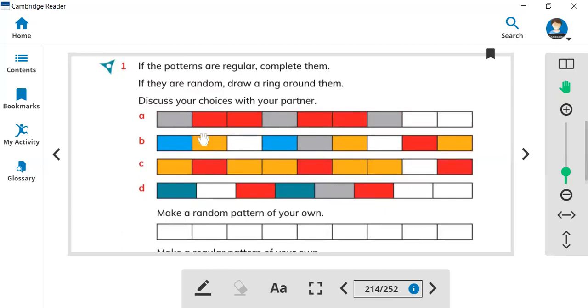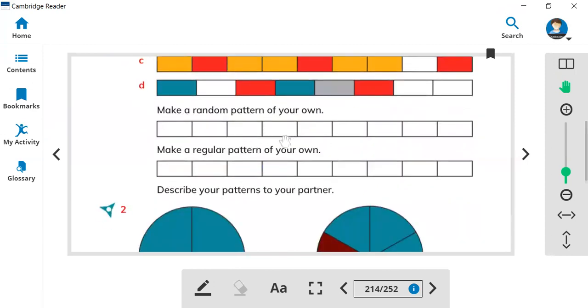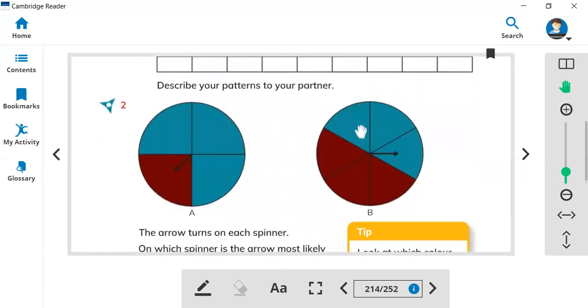Look at the blue, yellow. So what comes after yellow? You have to guess, because there are three colors we are using: blue, yellow, and gray. So you have to color and complete this, and you have to make your own pattern. You can choose any two colors. You can choose two green, one red, then two green and red. You can make your own pattern.